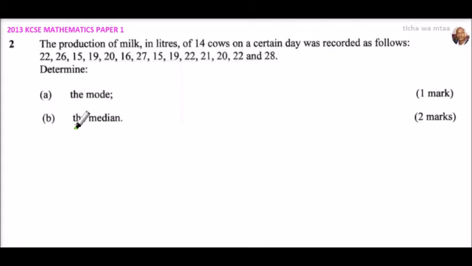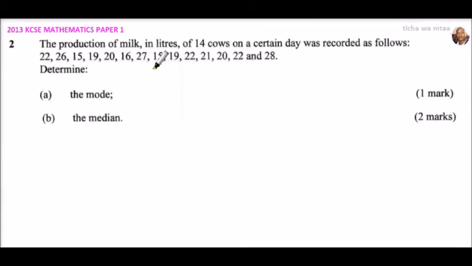Question number 2. The production of milk in liters of 14 cows on a certain day was recorded as follows: 22, 26, 20, 15, 19, 20, and so on, and 28. Determine a, the mode, b, the median. The mode is the value that is occurring more times, or the highest times. So for us to be able to see that properly, it is good that we arrange our data in order. So we start with the lowest and then ascending to the highest.